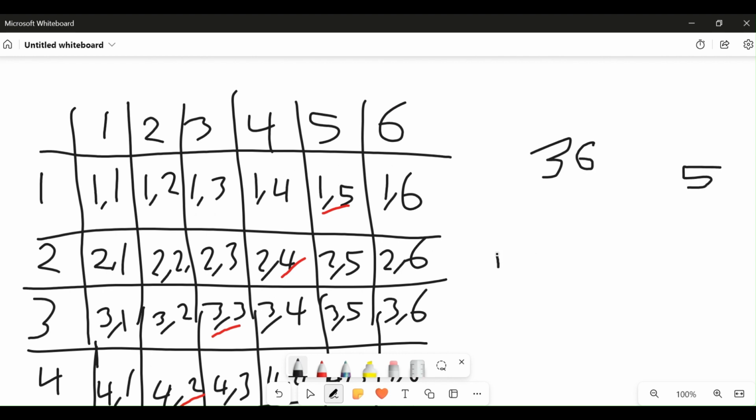So therefore the probability of x, the sum of 6, will be equal to the probability of having a 1 and 5 outcome. Sorry, that's a mistake.